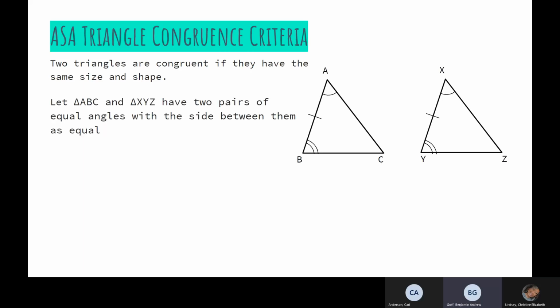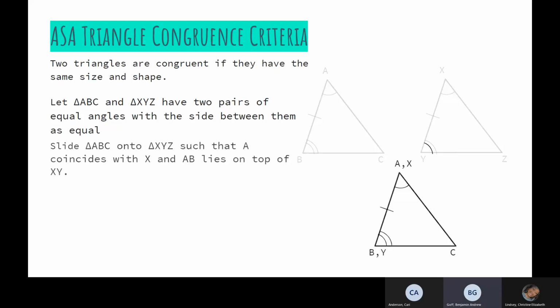So next, we're going to talk about a congruency criteria for triangles. So two triangles are congruent if roughly they have the same size and shape. More specifically, that means the two triangles have all three sides being the same and all three angles being the same. But we don't actually need all six of those quantities to be equal to show that two triangles are congruent. So let's say, for example, we have two triangles with two pairs of equal angles and the side between them equal as well.